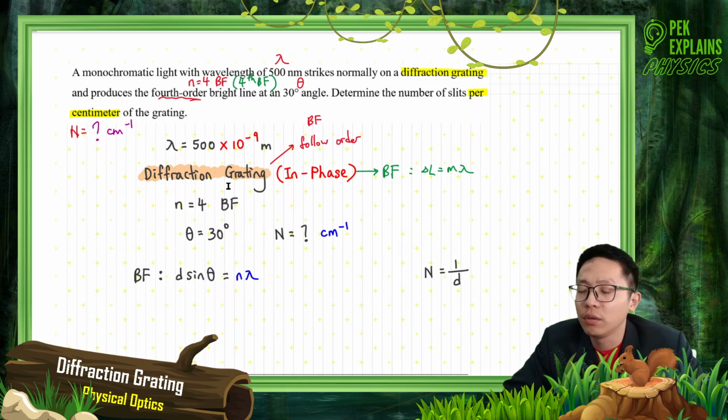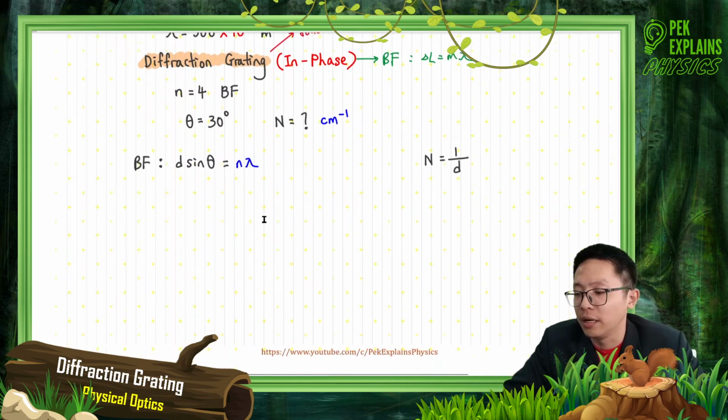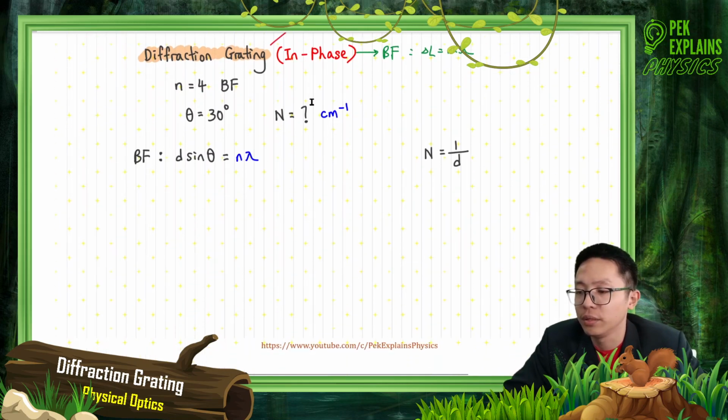Okay, so first of all, we already have the formula. The diffraction grating bright fringe formula is d sin theta equals n lambda. The n is equal to 4. Fourth order bright fringe is n equals 4. Theta equals 30. Lambda is 500 nanometer, change to meter. Now find the N. How to find the N? First find the d. Or you can change it to N also. Never mind, just find d first.